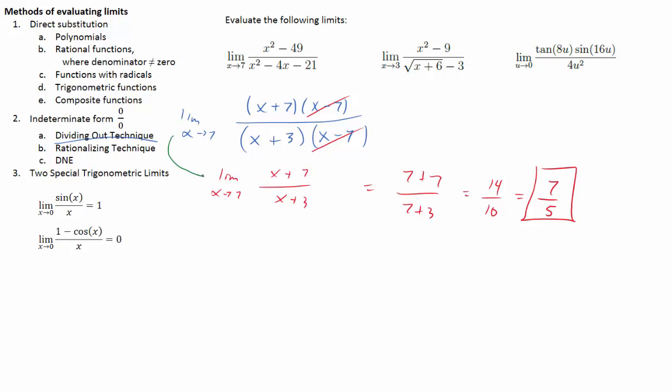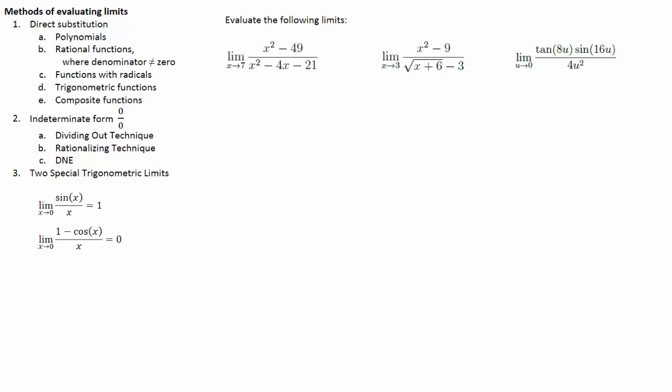You might ask, how do I know that these limits are in fact the same? They are definitely different functions, so how can we guarantee that the limits are the same? Well, it turns out these functions look exactly the same if we were to graph them, except this one is undefined at x equals 7. This one is defined there.